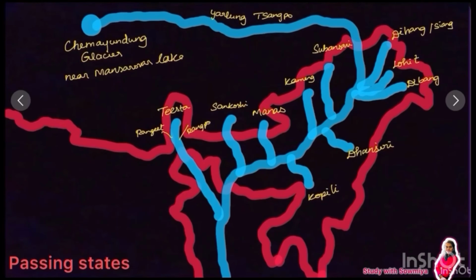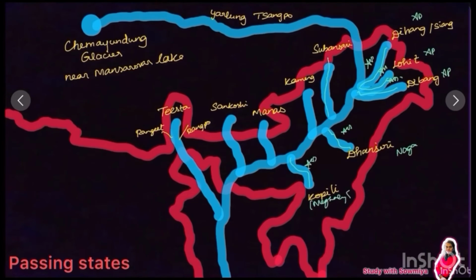Now let's learn the states through which the left bank and right bank tributaries pass. Dihang, Lohit, Dibang originate from Arunachal Pradesh, pass through Assam and join Brahmaputra. Dhansiri starts from Nagaland, enters Assam and joins Brahmaputra. Kopili has its origin from Meghalaya, enters Assam and joins Brahmaputra.